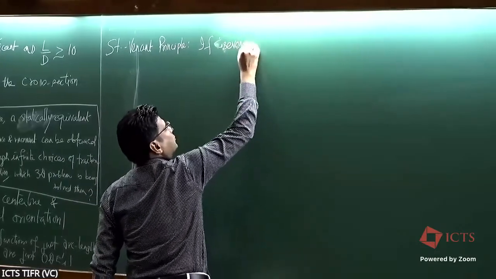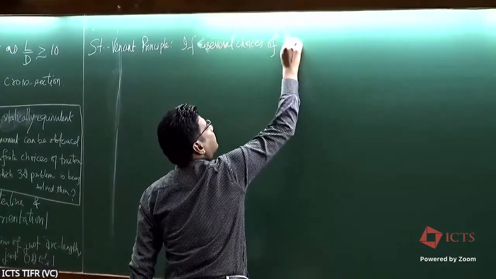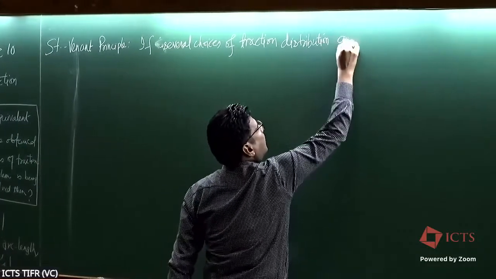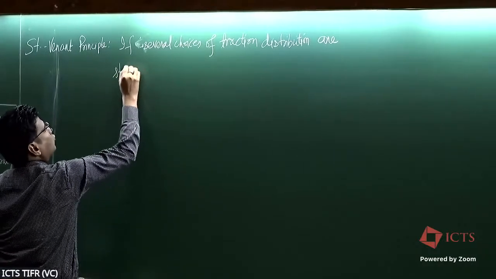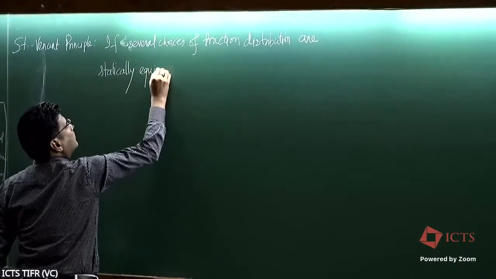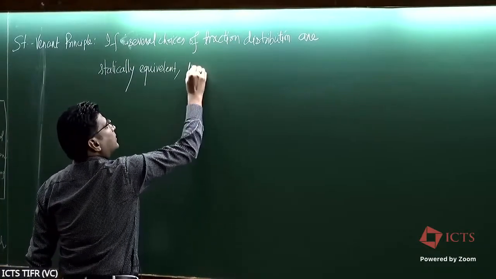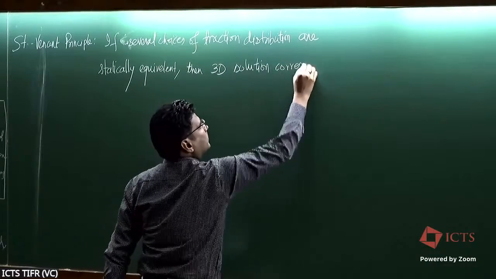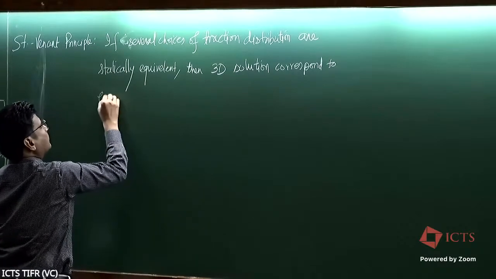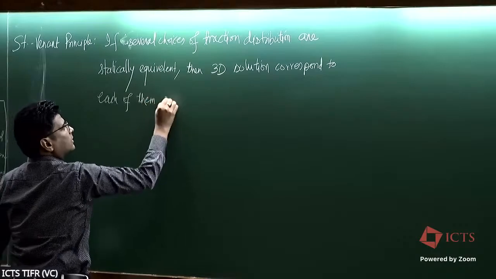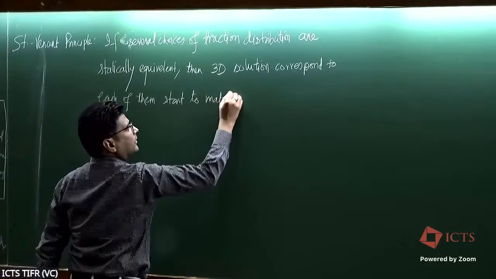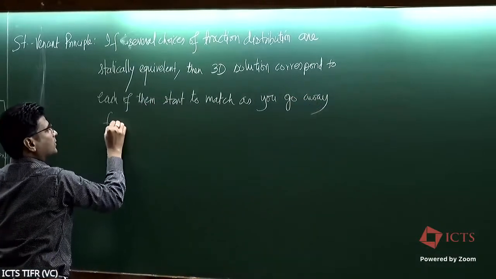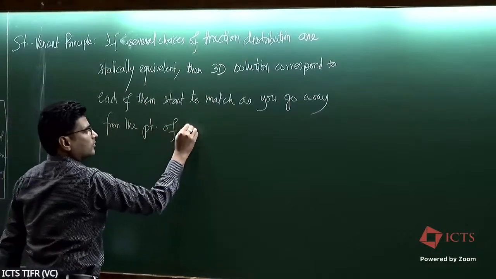if several choices of traction distribution are statically equivalent, then the 3D solution corresponding to each of them start to match as you go away from the point of application of load, or point of application of traction in this case.